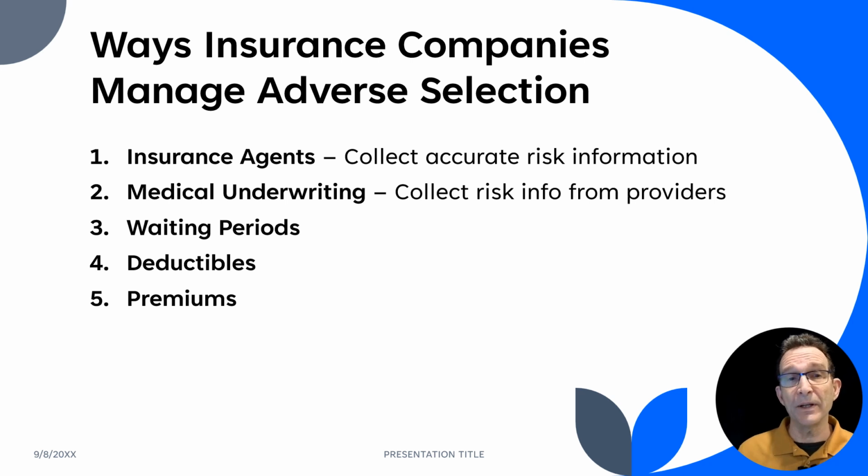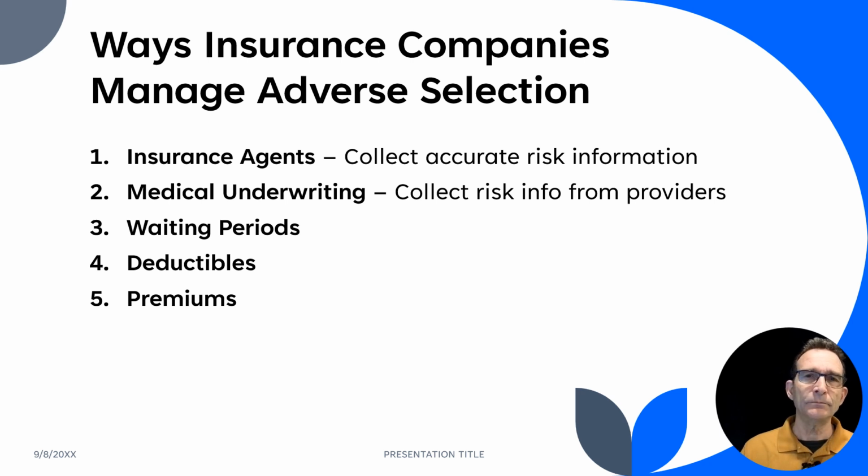Now, there is often a question on the test about what is the role of insurance agents, that's you, when it comes to managing adverse selection. And the answer is that insurance companies expect insurance agents to collect accurate risk information. In a sense, you're that initial point of contact with a potential client, and it's up to you to relay accurate information to the insurance company so they know what kind of risk that they're taking on. And they do take that role seriously, as should you.